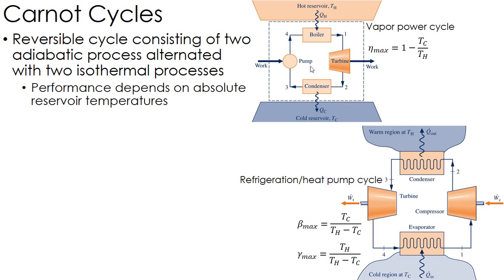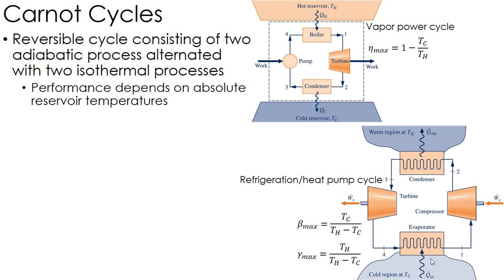Now, I can also have a refrigeration or a heat pump, and we've discussed that as well. Basically, it's just flipping the direction of the cycle. So I start through an adiabatic compressor, then I go through an isothermal condenser, then an adiabatic turbine, then an isothermal evaporator. Okay, and again, it's a heat pump if what we're trying to do is heat a warm region. It's a refrigerator if what we're trying to do is cool a colder region.